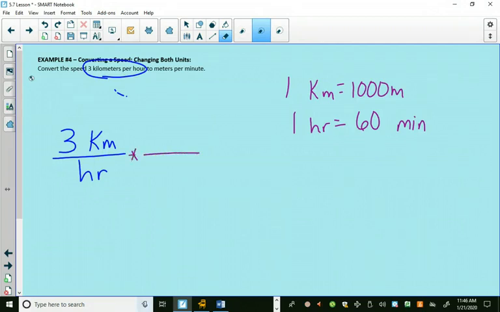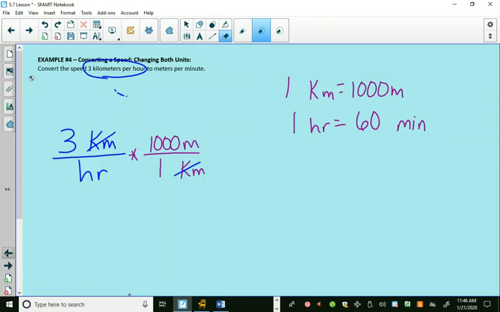Is my kilometers going to be in the numerator or denominator for my factor? For my conversion factor? The denominator. I want it simplified out, which means meters is in the numerator, 1 kilometer, and 1,000 meters. I literally got it from my sheet. I'm going to cross off the kilometers because that's simplified out. So currently I have meters in the numerator per hour. Do I want meters per hour? No, I want meters per minute.